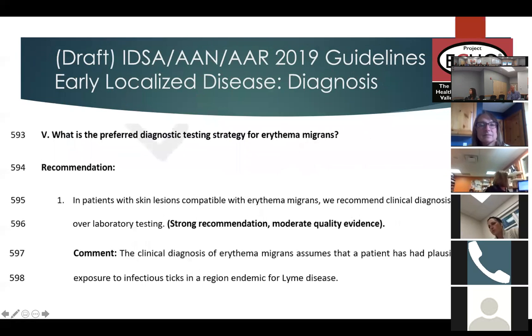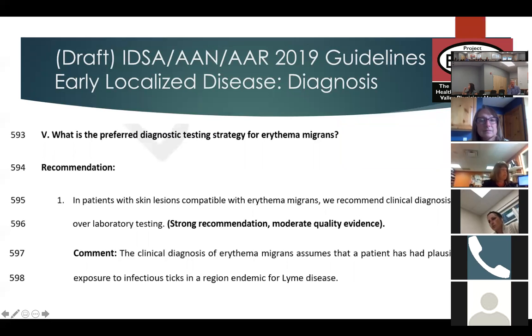So again, this is right out of those draft guidelines. What is the preferred diagnostic strategy for erythema migrans, early localized Lyme disease? And it says, in patients with skin lesions compatible with erythema migrans, we recommend clinical diagnosis over laboratory testing. Strong recommendation, moderate quality evidence.